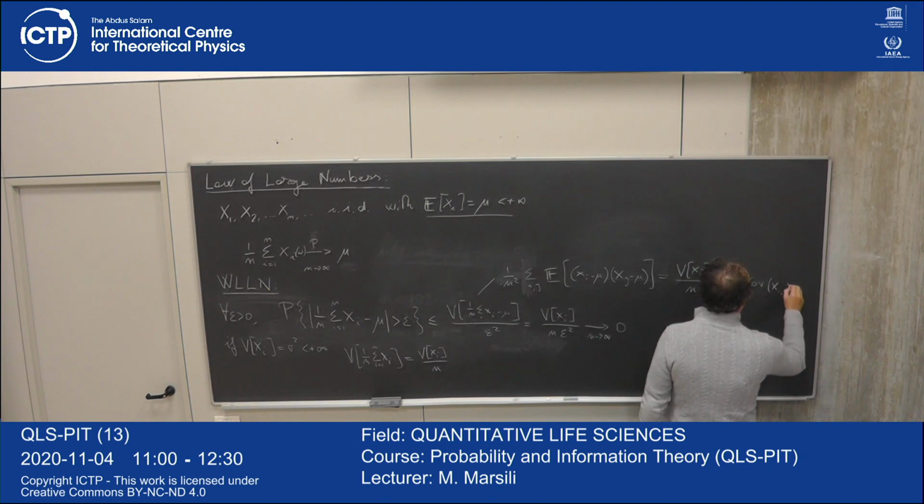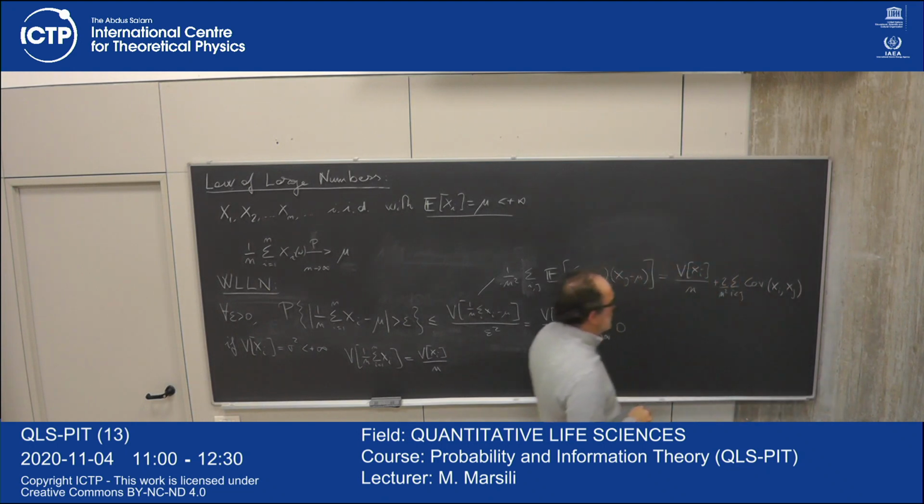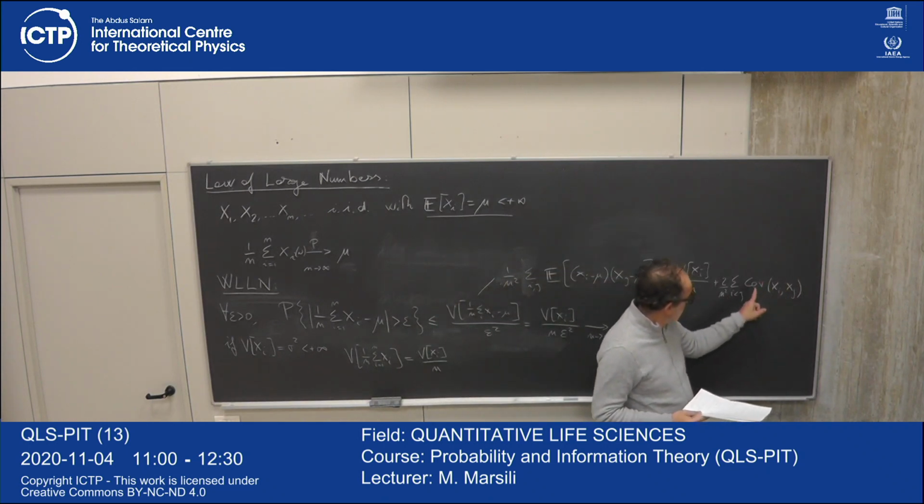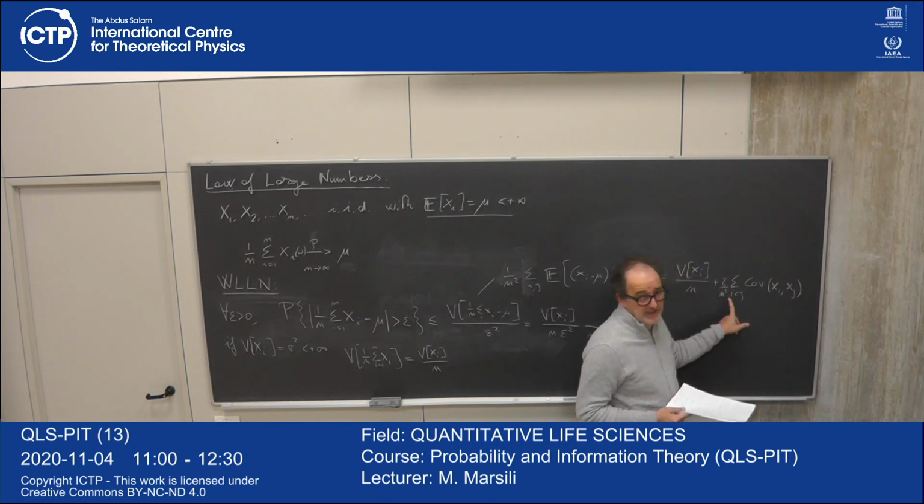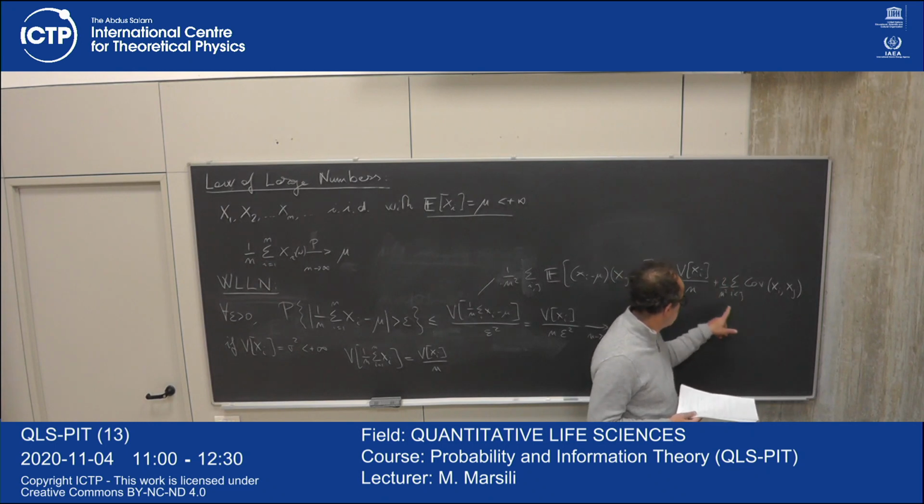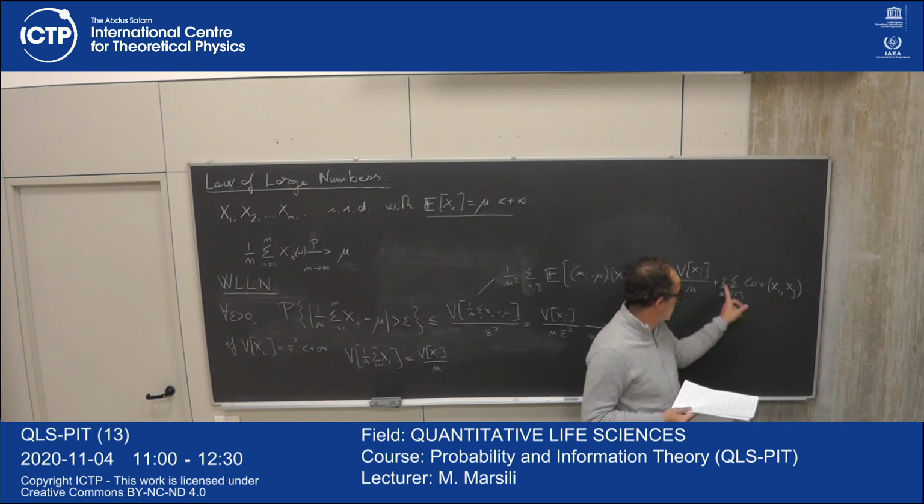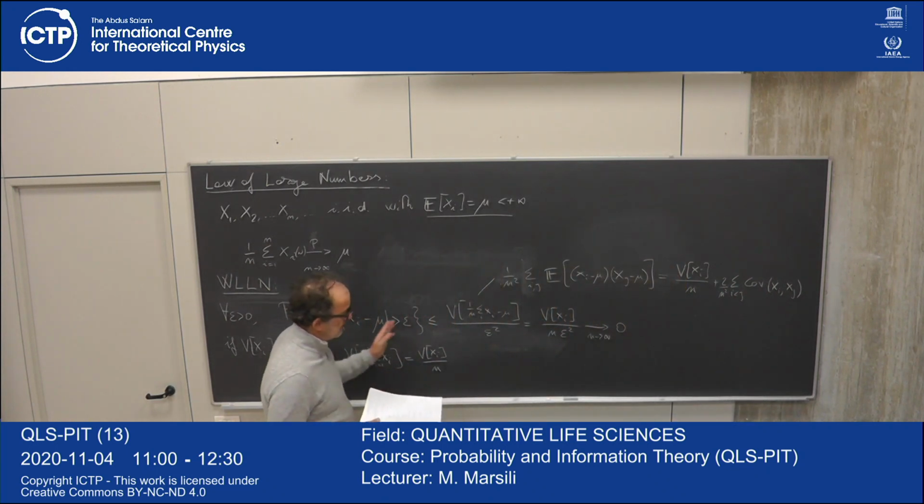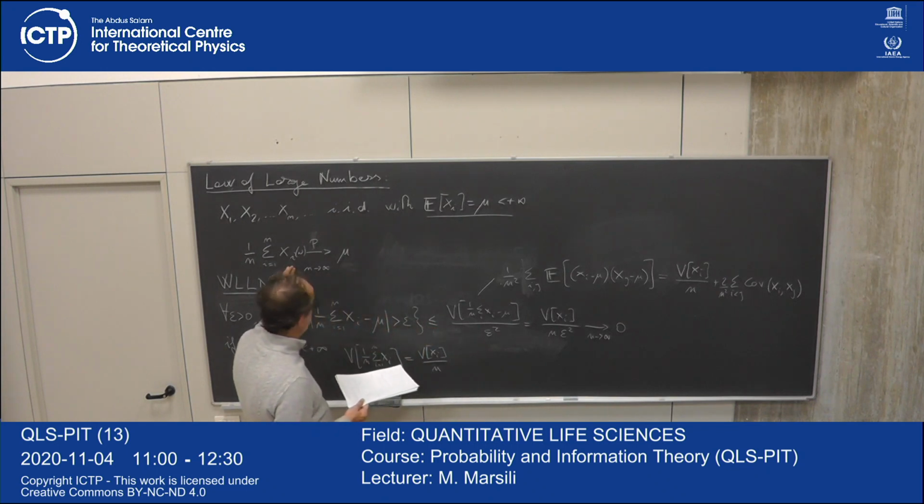of xi and xj. So this tells you that if the random variables are weakly dependent enough, where weakly dependent means that this sum of covariances grows slower than n squared, or that essentially this term goes to 0 as n goes to infinity, then you can use again Chebyshev inequality to show that the law of large numbers holds.